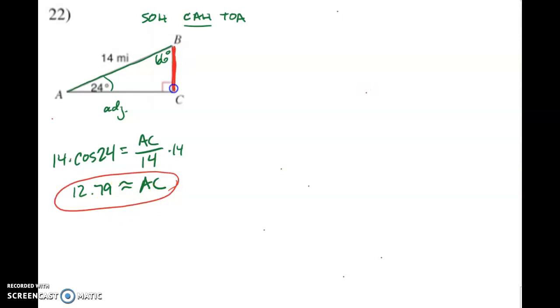Here's BC. Doesn't matter which angle we pick to find BC. I'm going to stick with the 24-degree angle as my reference angle here. So that would be the opposite. And I'm given an exact measure for the hypotenuse. So the sine function is the function I'm going to use here. So the sine of my 24-degree angle is equal to the opposite, that's my BC, over the hypotenuse. There's my equation. Multiply both sides by 14.